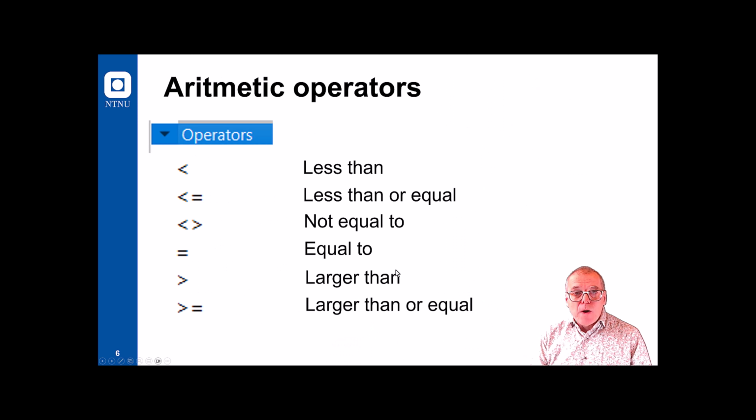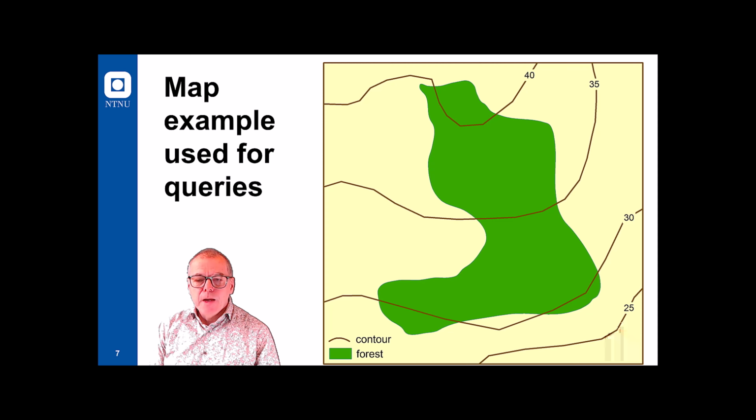While the Boolean operators were maybe new to you, I'm sure you are more familiar with the arithmetic operators. So these are typically then less than or equal, not equal to, larger than or equal.